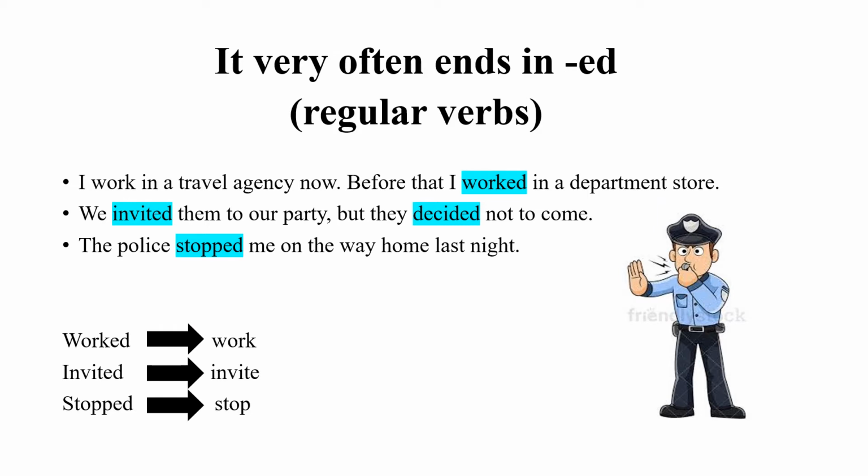In the past simple tense, the regular verbs are converted into an ed form. For example, I work in a travel agency now. Before that, I worked in a departmental store. We invited them to our party, but they decided not to come. The police stopped me on the way home last night. In all these examples, worked, invited, and stopped are the ed forms of regular verbs like work, invite, and stop.